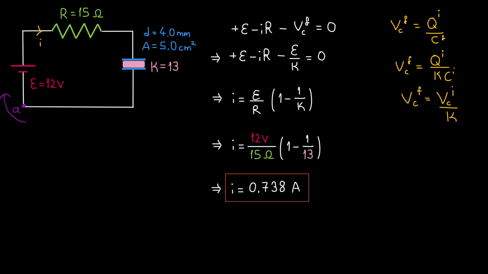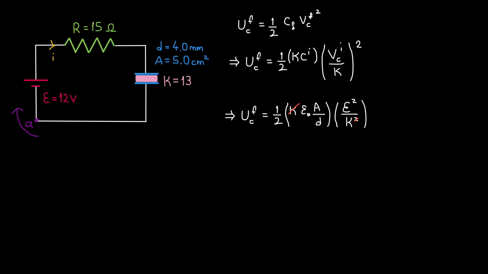because as we're going clockwise, we go from the upper plate of the capacitor towards the lower plate, and the upper plate is the positively charged plate, right? Because it's on the same side as the positive terminal of the battery. So the upper plate is positively charged, and as we go in the clockwise direction, we go from the upper plate, the positively charged plate, towards the negatively charged plate. That's a decrease in voltage. That's why we have a negative sign in front of V sub C final.